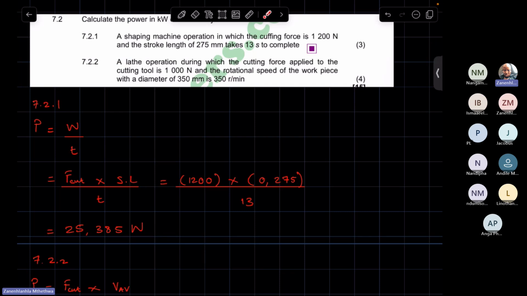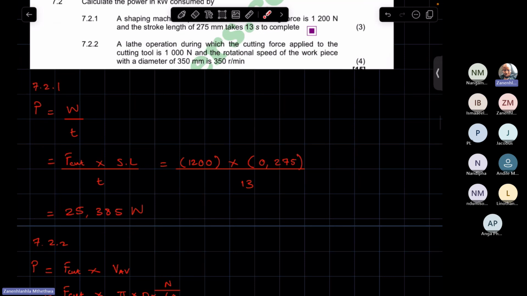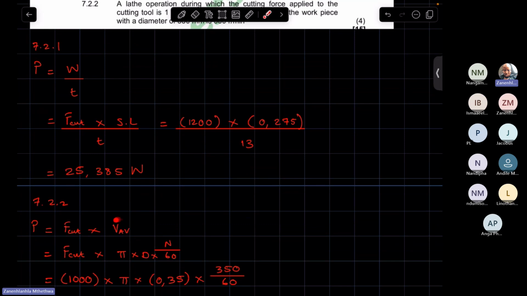Right. Now let's look at 7.2.2. A lathe operation during which a cutting force is applied to the cutting tool. We've been given a cutting force. The rotational speed of the workpiece, with the diameter given, is 350 revolutions per minute. You're also supposed to calculate the power here. Again, there's no need for a free body diagram here. You have everything you need to calculate power. They've given us the cutting force, the rotational frequency, and the diameter of the workpiece. We know power, in terms of force, is force times average velocity, of which the average velocity we get using the circumferential velocity, which is pi dn. We have the d, we have n, we have the force. Very simple stuff. So this will be the cutting force and then the average velocity.